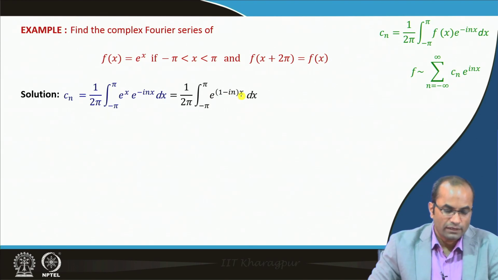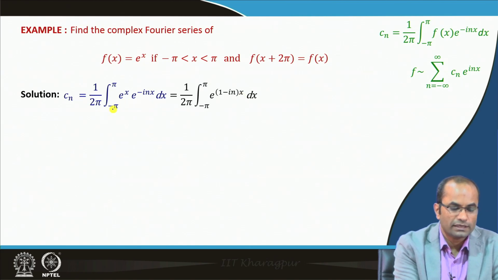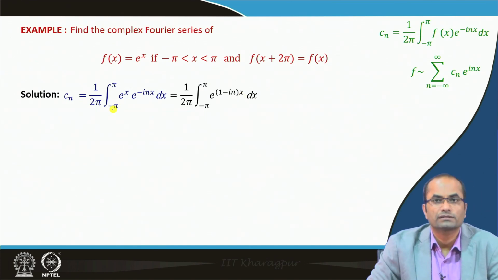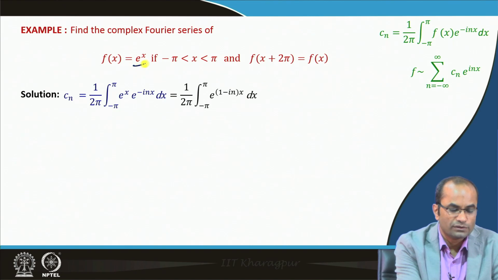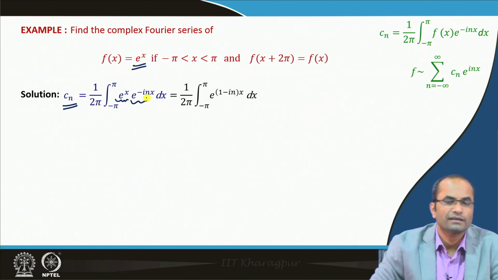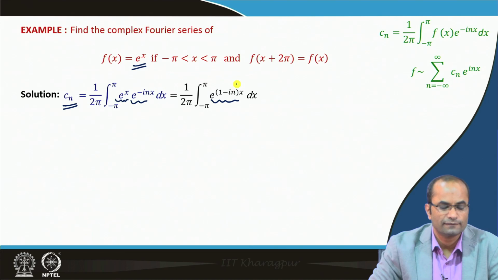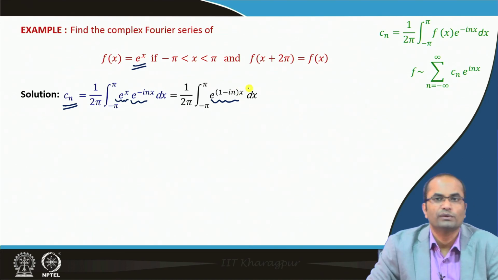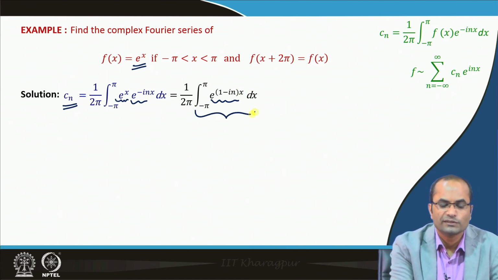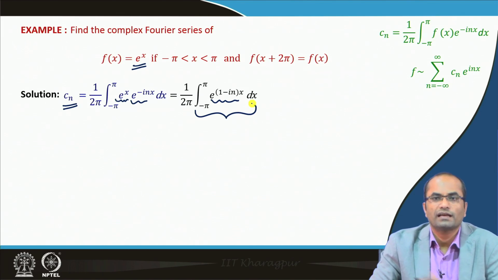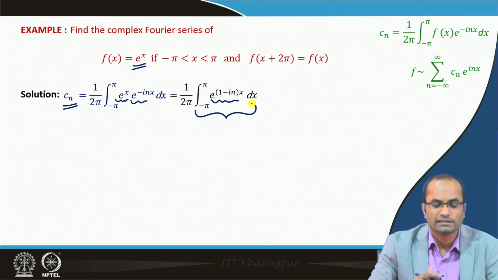So, there is an advantage here. For instance, in this case, if we are writing the complex series for this exponential function, evaluation of this c_n is easy because we have an exponential and again an exponential. So, the exponents are added there. So, we have (1 - in) times x, and then we can easily integrate it. This is much easier than having those cos and sines and then computing a_n's and b_n's.